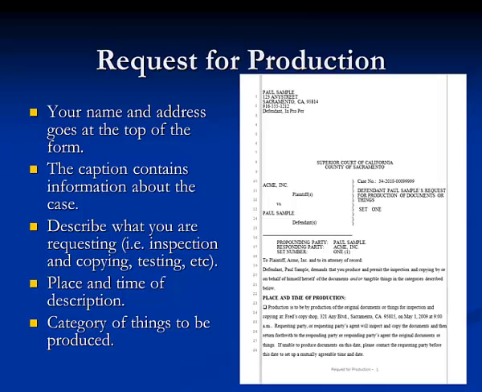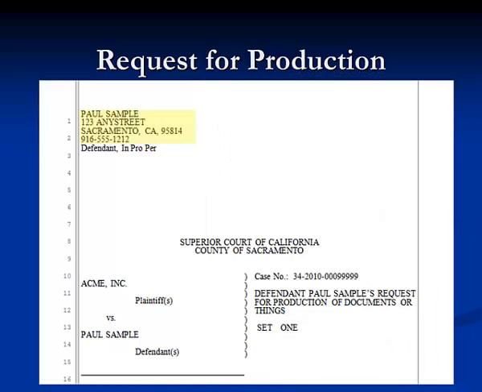If you look at the template that you have in your packet, it will begin with a caption on 28-line pleading paper consisting of your name, address, and telephone number in the upper left, followed by defendant or plaintiff in pro per, depending on whether you are a plaintiff or defendant in this case. The name of the court appears on line 8, and the name of the plaintiff and the defendant needs to be filled in the caption.